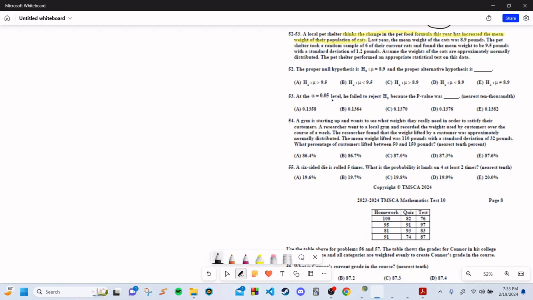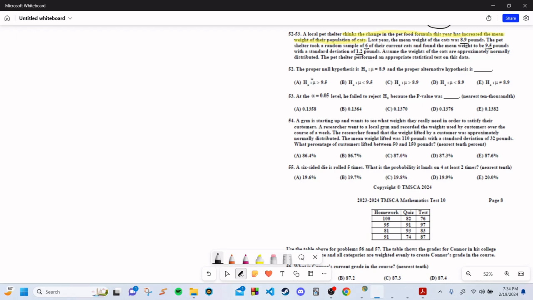Okay, so last year, the mean weight of the cats was 8.9 pounds. And so the pet shelter took a random sample of 6 of their current cats and found the mean weight to be 9.5 pounds with a standard deviation of 1.2 pounds. All right. So assume the weights of the cats are approximately normally distributed. The pet shelter performed an appropriate statistical test on this data.